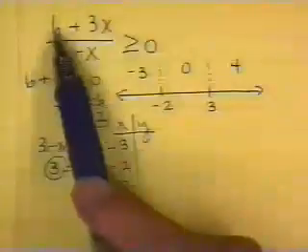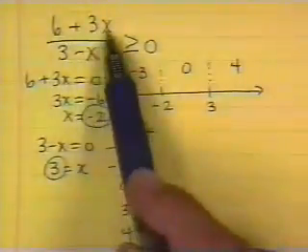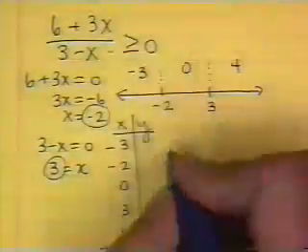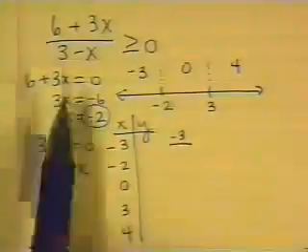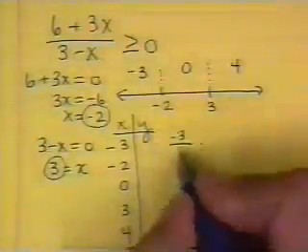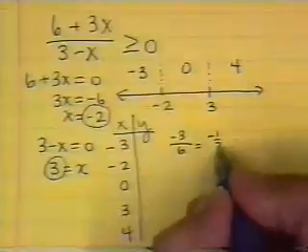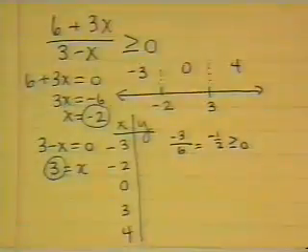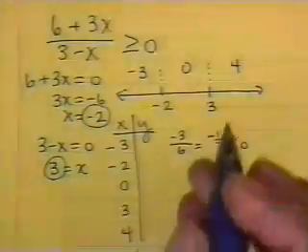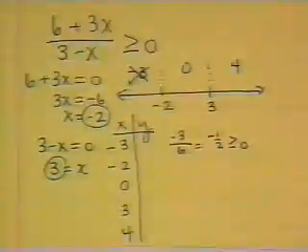-3, that's going to be 6 plus 3 times -3, that's 6 minus 9, or -3, over 3 minus a -3, that's 6. Negative 1/2. Is negative 1/2 greater than or equal to 0? True or false? That is false. So no shading for this region.